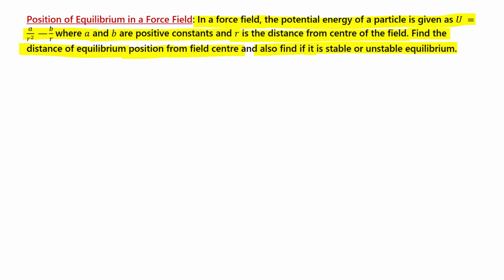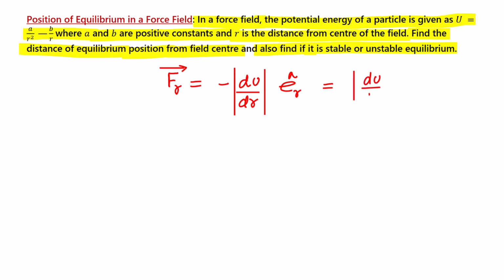If you remember, the force in the radial direction is related to minus dU by dr. Basically, this is a vectorized formula, so we can also write vector Fr equals minus dU by dr Er, and in that case we can take the magnitude of this, that is dU by dr. So I can write the magnitude of dU by dr times Er with a negative sign. So this is basically a unit vector.